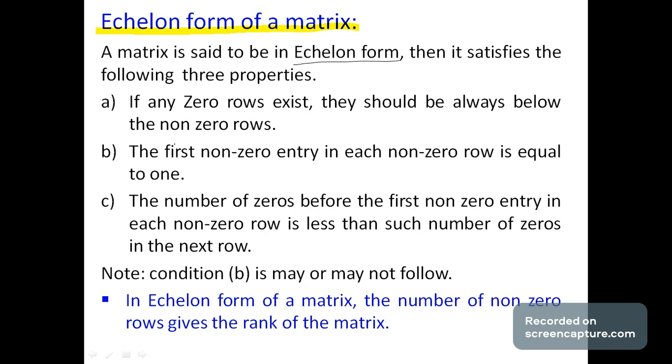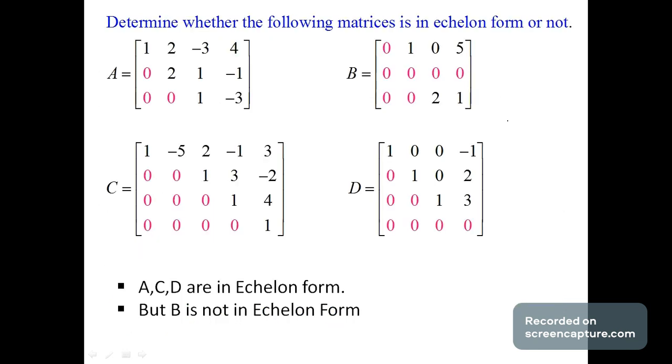The first property is, if any zero rows exist, they should always be below the non-zero rows. Suppose in this D matrix, this is the zero row, and the remaining are all non-zero rows. So the zero row is always below the non-zero rows.